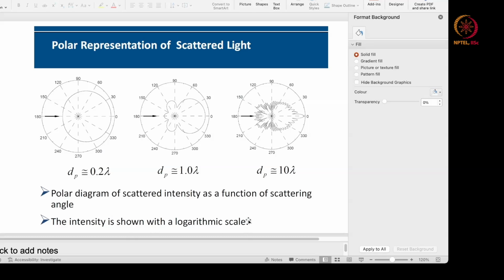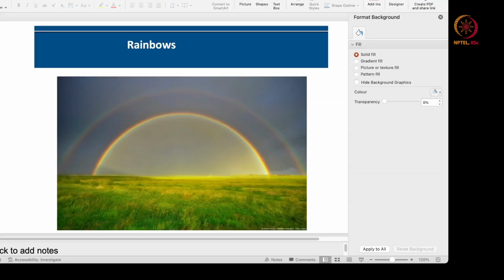These are all shown on a logarithmic scale. The polar diagram is a function of the scattering angle, and the forward scattering is always more than the backward scattering. And these lobes, once again, we said are due to interference, so the rainbows.